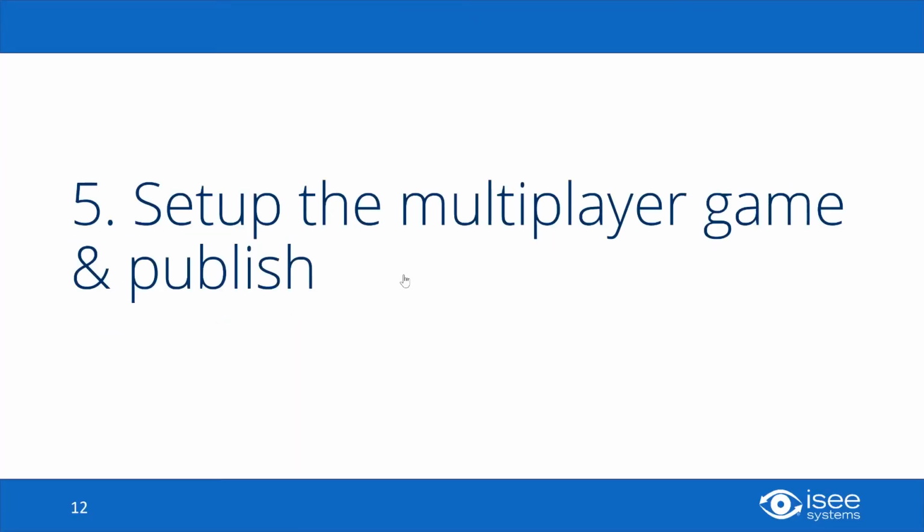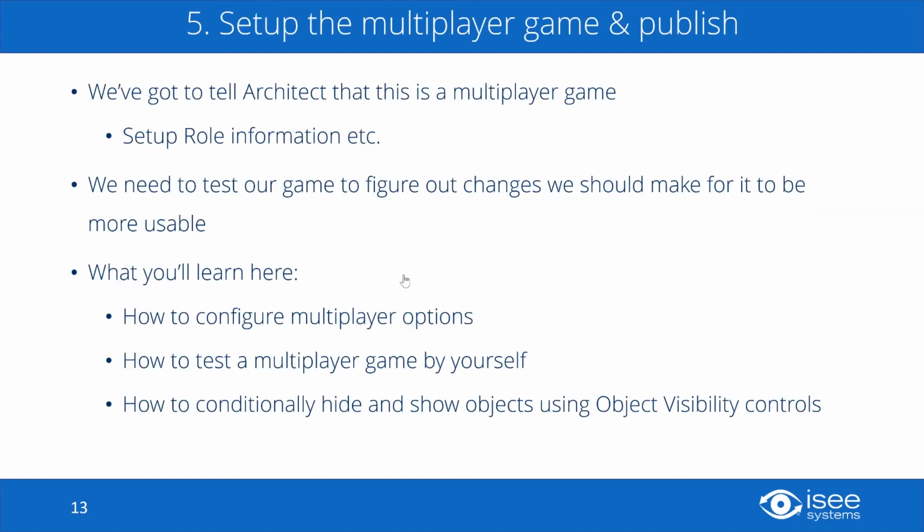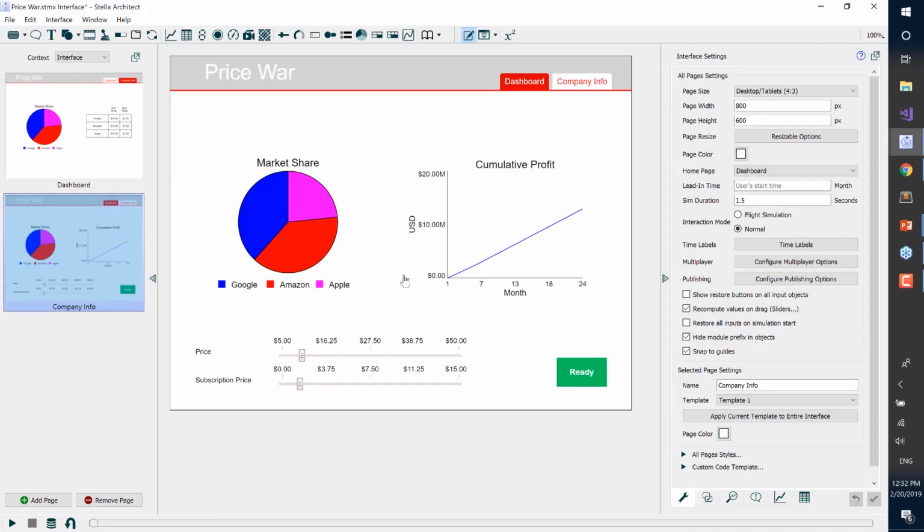The next thing that we're going to do is set up the multiplayer game and publish it. So we've got to tell Architect that this is a multiplayer game. Essentially, we need to give it all of the role information. We'll then need to test our game to figure out changes we should make in order for it to be more usable. So what you're going to learn here is how to configure multiplayer options and how to test the multiplayer game by yourself. And then finally, we're going to talk about how to conditionally hide and show objects using visibility controls. So let's go ahead and do that.